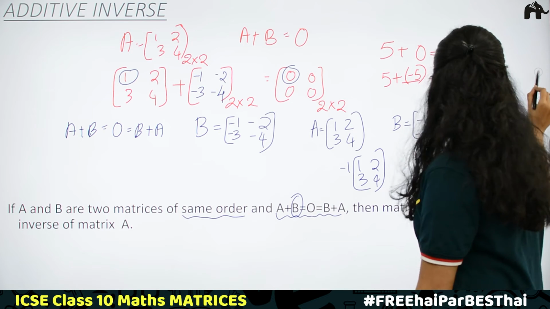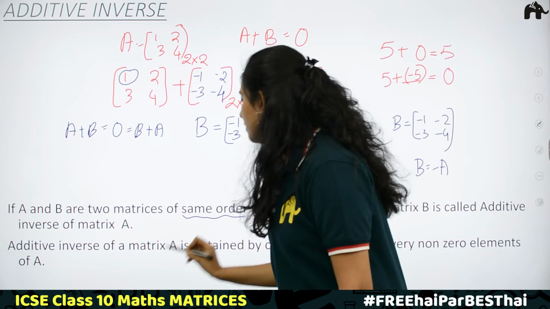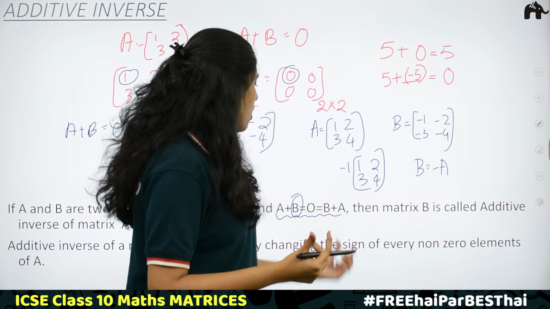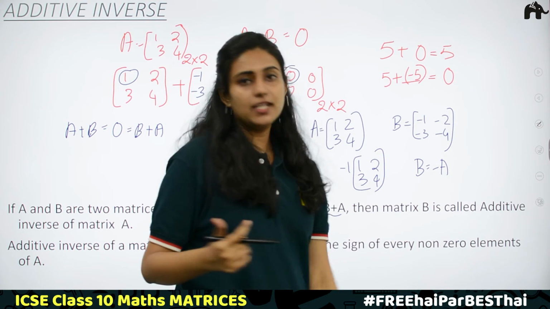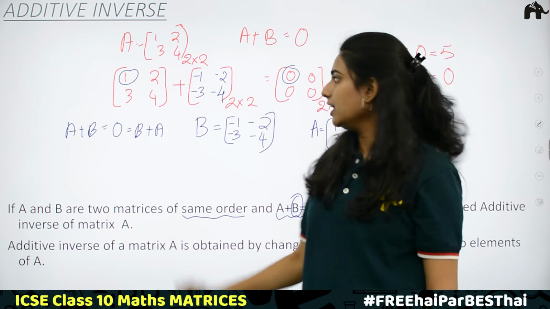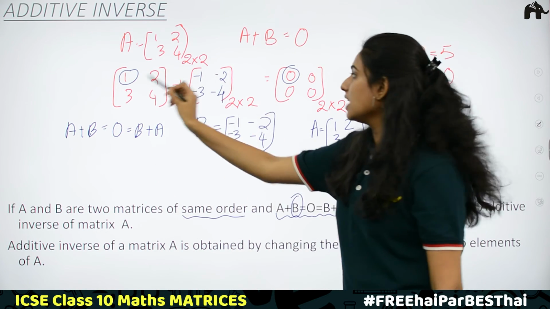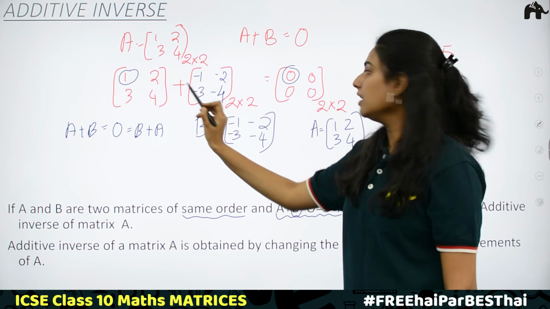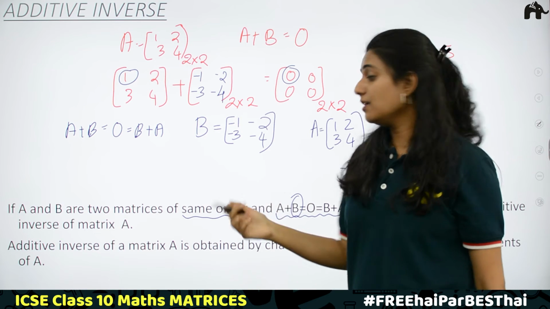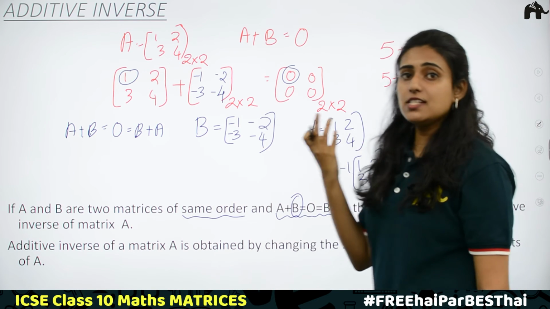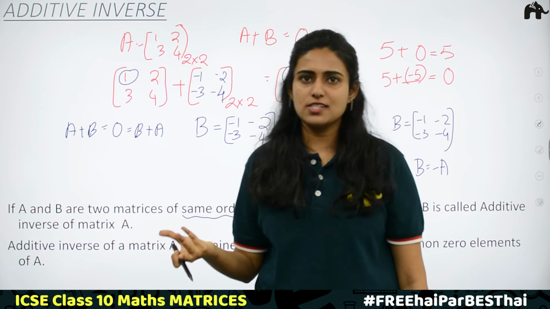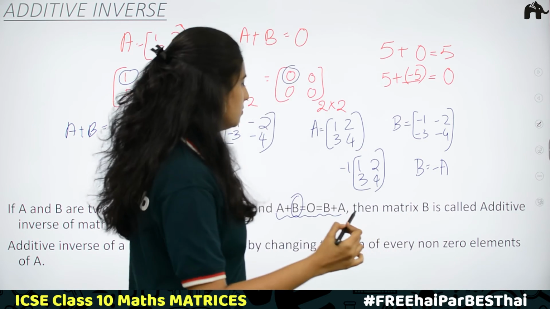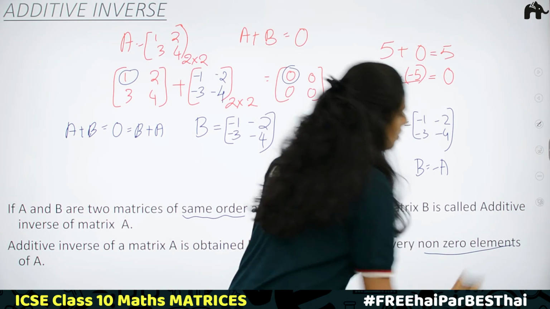Now, the additive inverse of a matrix A is obtained by changing the sign of every non-zero element of A. Here we have just changed the sign. 1 becomes minus 1, 2 becomes minus 2, 3 becomes minus 3 and 4 becomes minus 4. What about the 0? For 0 we know there is no sign. 0 will be the same, 0 itself. That's why we have mentioned non-zero elements.